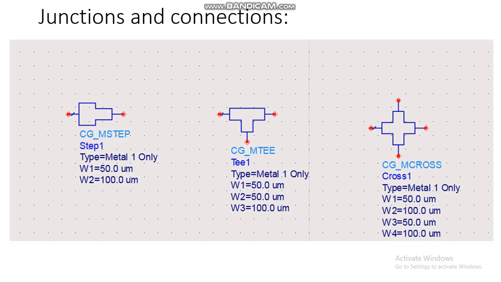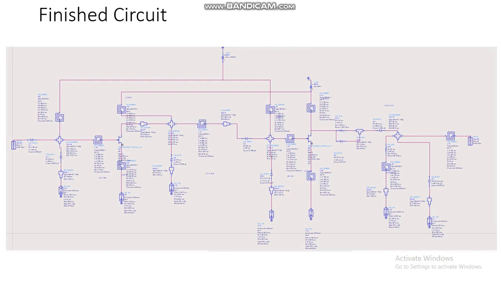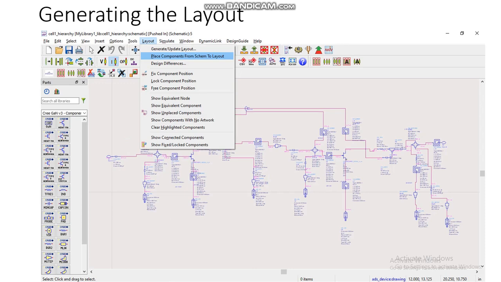The next stage is to replace junctions and connections, to replace the wires in the circuit with proper junctions. ADS or Cree library offers 3 different junctions, for junctions between 2 components, 3 components, and 4 components, and we can change the width according to the components that we have. When we do so, our circuit would turn out to be something like this, and we can generate our layout from it.